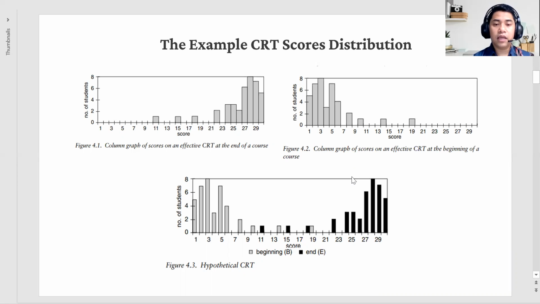of the test. In figure 4.2, obtained at the beginning of the course, most of the students have low scores. It indicates that they didn't know the material at the beginning. So if we combine both the pre-test and post-test distributions, the result will be as shown in figure 4.3: the pre-test distribution indicates that most of the students didn't know the material very well, while the post-test distribution indicates that most of the students had learned the material very well by the end of the course.